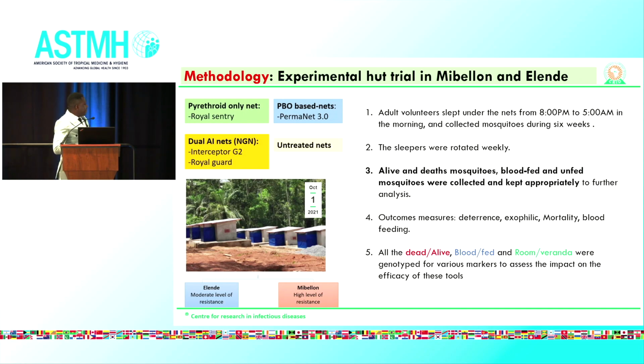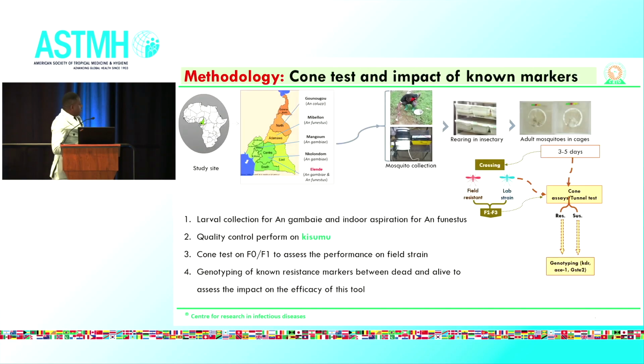Also, you genotype the live versus dead, the blood fed, and those exiting the room. There are some molecular markers just to see if we can have potential contributions of resistance markers to the failure of this tool. Because we have experimental huts only in a few sites, we also collected larvae and adults in other sites to conduct a cone and tunnel assay with these nets, and also crossing the field-resistant mosquitoes with the susceptible lab strain to genotype some of the markers and make a link between all those phenotypes and the presence of the resistance markers.